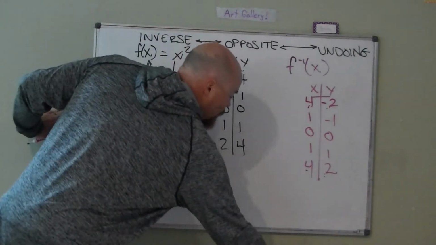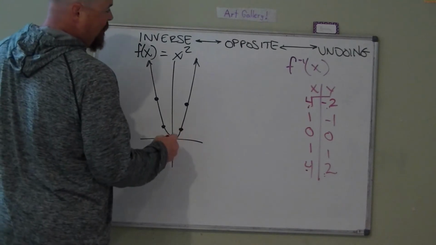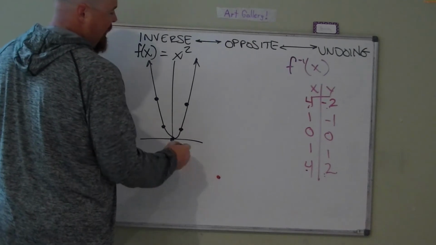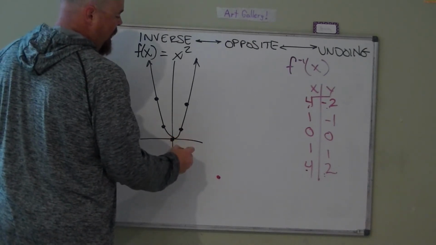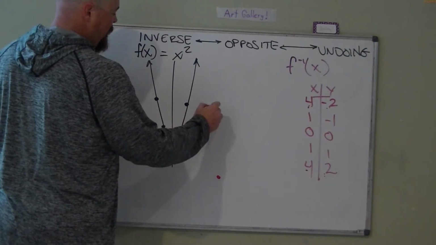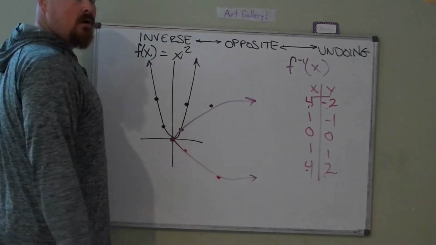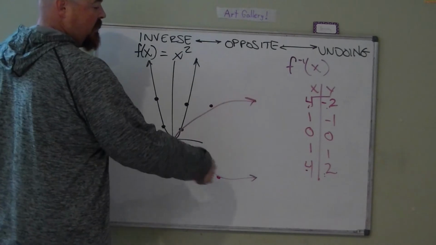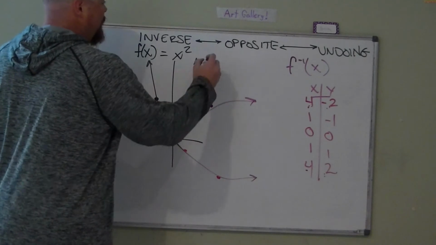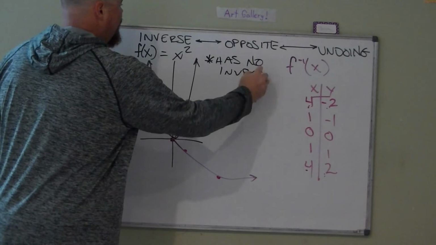Now I'm going to erase this to prove my point. If we plot the points for -2, I'm going to have to kind of guess here, we plot the points (1, -1), (0, 0), (1, 1), and (4, 2). We get this. Take a look at that graph, the graph in pink. What do we notice? It doesn't pass the vertical line test. So we would say that this function has no inverse.